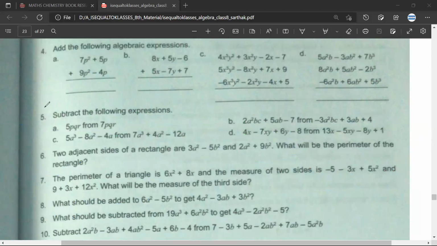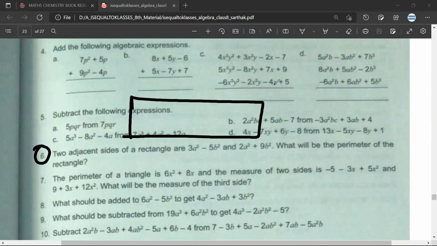So you need to send me, actually you need to redo part B, C and D using both the methods. Would you be able to do that? Yes, sir. Okay. Now let us see question number 6. Two adjacent sides of a rectangle are this and this. What would be the perimeter of a rectangle? Sarthak, have you done this? Yes, sir. Okay, how should I do this?